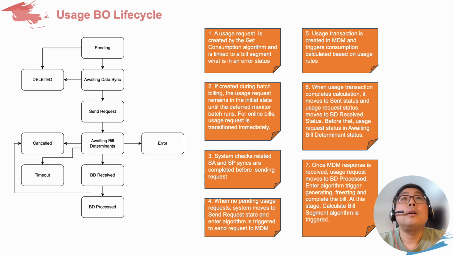Okay, so starting from pending, a pending request is generated by the get consumption algorithm and is linked to a bill segment that is in the error status. Second step, if created during batch billing, the usage request will remain in the initial state until the deferred monitor batch runs. For online bills, the usage request is transitioned immediately. Number 3, the system checks that related SASP sync is completed before sending a request.